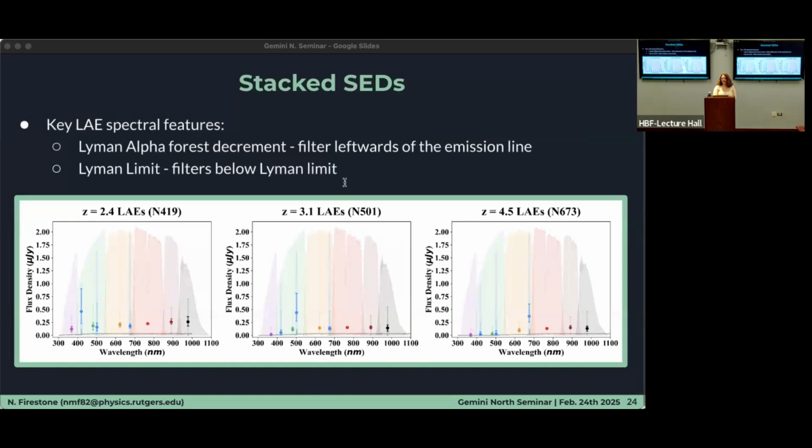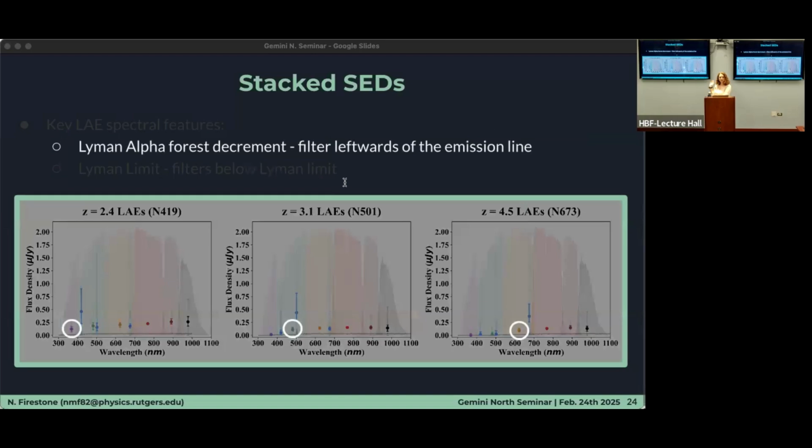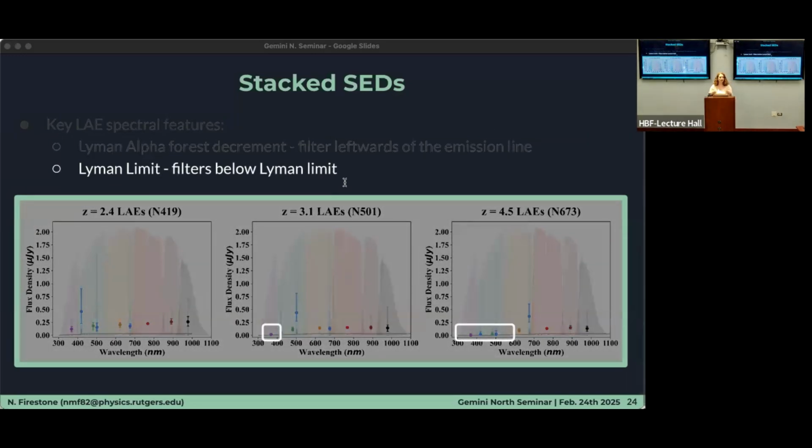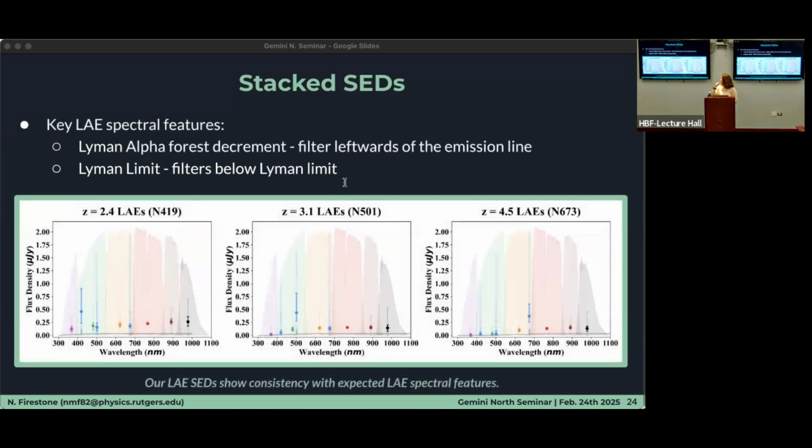And what we find is that these SEDs have key features that we would expect to see in LAEs. First of all, there's presence of the Lyman alpha forest decrement, which is characterized by the absorption of hydrogen gas clouds between us and the galaxy. We also see evidence of the Lyman limit, where we would expect to see complete absorption from hydrogen gas. So this shows us that our LAE SEDs are consistent with the expected features that we would hope to see in a sample of LAEs.